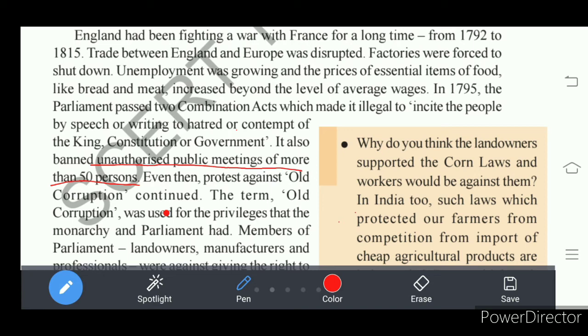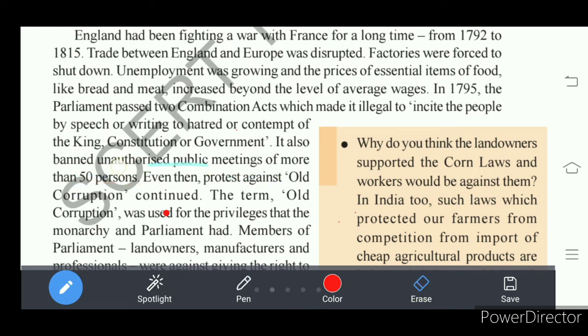So the government passed two combination acts. One is that nobody is allowed to provoke the people by speech or writing against the king, the constitution, or the government. It is treated as contempt of the law, a violation of the law. Understand? And the second thing is that it also passed an act to continue what you call old corruption.